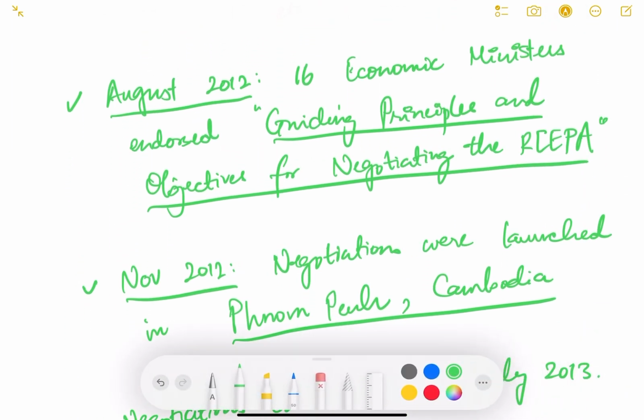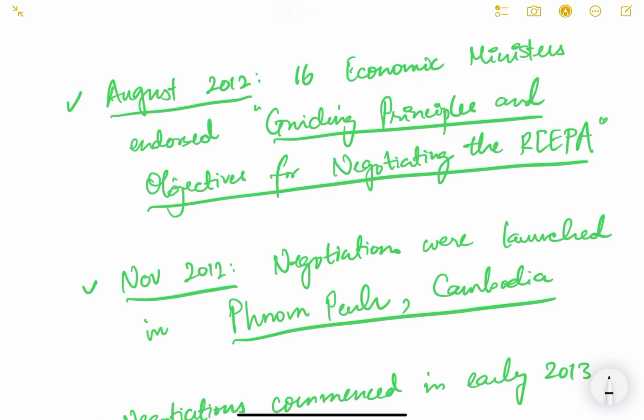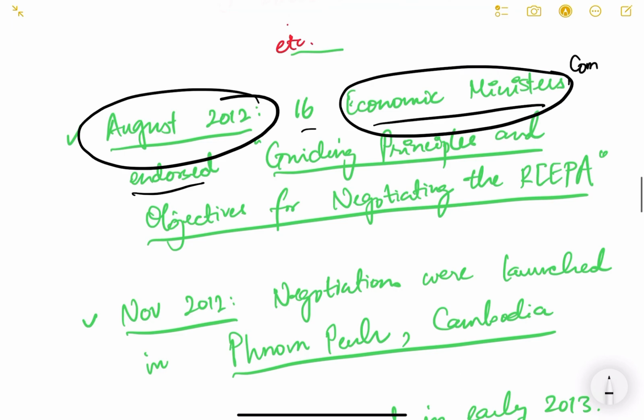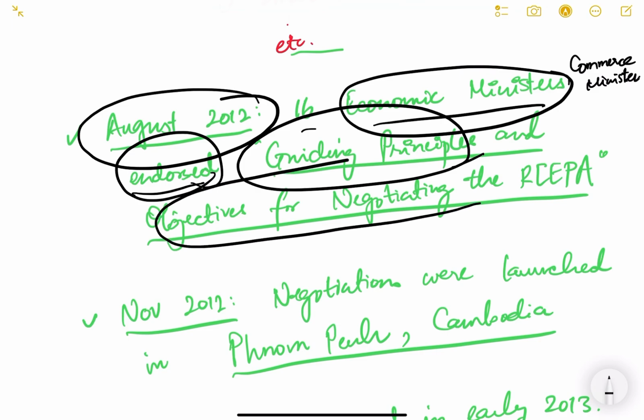Now what happened? Let us look at the timeline. In August 2012, that was the first time when the economic ministers of the 16 countries, meaning the ministers looking after commerce and foreign trade, met. In our country it is the commerce minister. These 16 economic ministers endorsed the guiding principles and objectives for negotiating the RCEP.